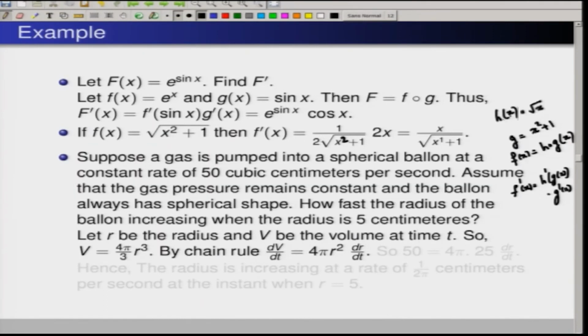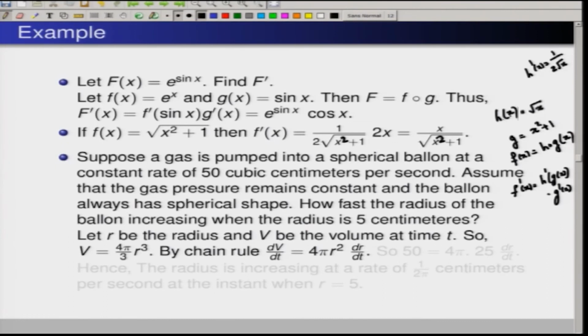Now, h prime of x is what? H prime of x we have calculated is 1 by 2 square root of x. Therefore h prime of g of x is equal to 1 by 2 square root of x square plus 1, since g of x is x square plus 1. Now g prime of x is going to be 2x. So this is going to be x by square root of x square plus 1.